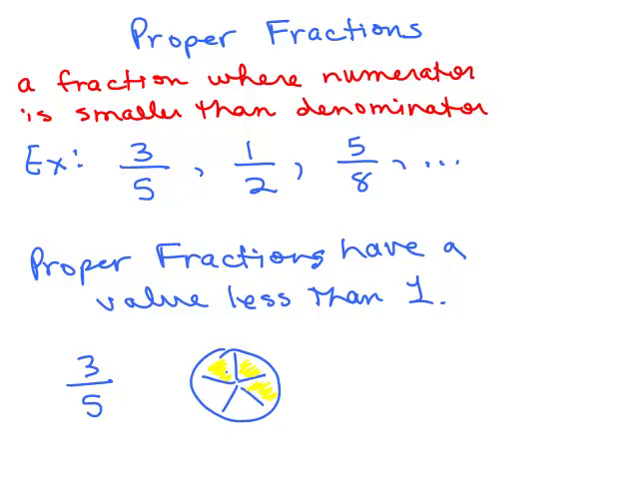For instance, 3/5. If you took a pie and broke it up into 5 pieces and shaded 3 of the pieces, you could see it's less than a whole pie.